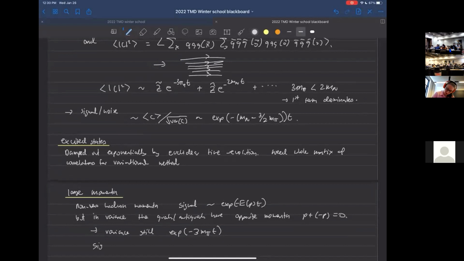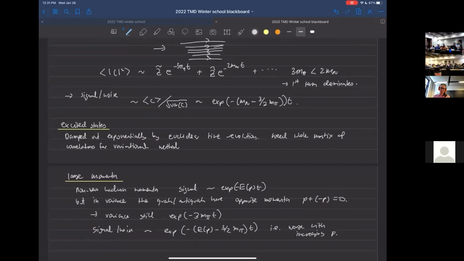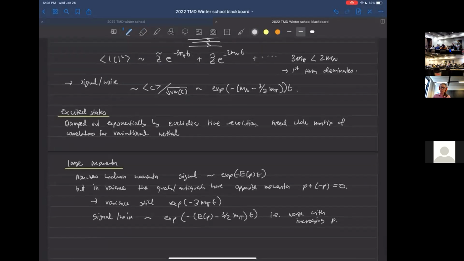And so then the signal to noise looks like e to the minus E_P minus 3 halves m_pi times t. So it gets worse with increasing P. You also have a more dense excited state spectrum, which adds to all those difficulties that we talked about before of damping out the excited states. Okay, so quark masses, large volumes, small lattice spacings, large Euclidean times, excited states, large momenta, they all make things harder.